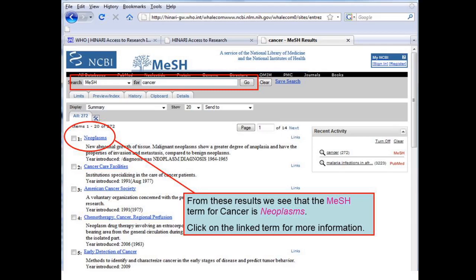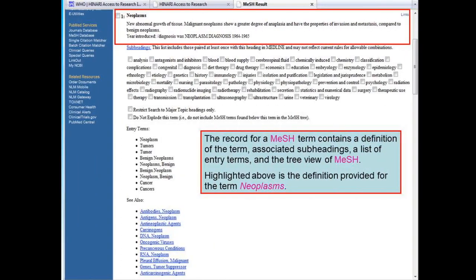To find a MeSH term, type your search in the query box and click Go. In this example, we will check for a MeSH term called cancer, and see whether cancer is a MeSH term or not. From this result, we see that the MeSH term for cancer is neoplasms. When you click that, you will get linked terms for more information. The record for a MeSH term contains a definition of the term, that is the scope and definition, associated subheadings, a list of entry terms, and the tree view of MeSH.